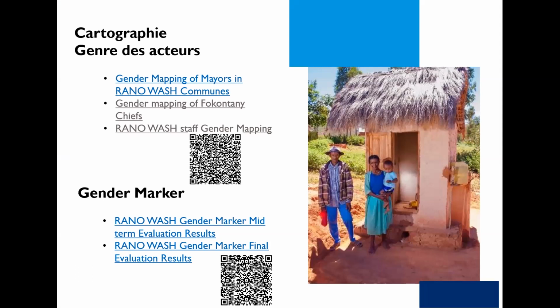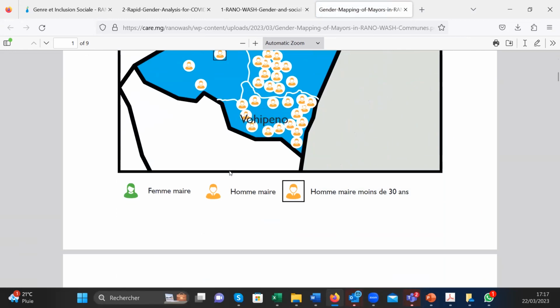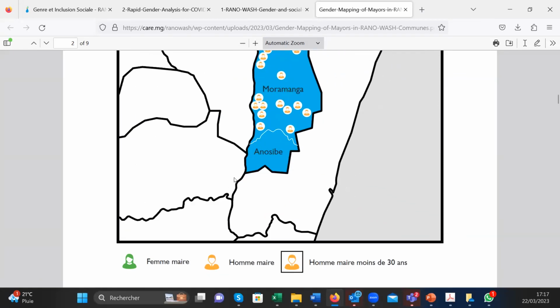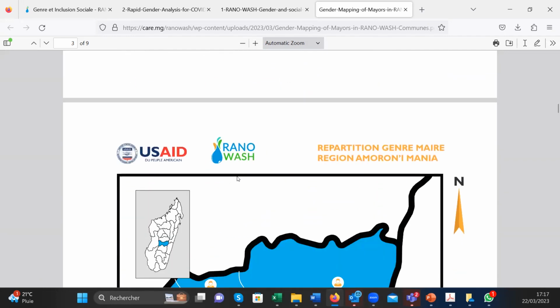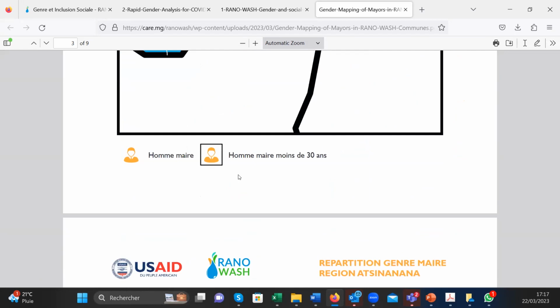Another very interesting tool to ameliorate the different interventions is the mapping of the actors. As you can see here, we have three mappings achieved by the project, the mapping of the mayors, the communes, the chief of Fonctan. So let's have a look at this cartography. Here we have the composition of the mayors, and that can help us on how to work with the mayors, and most of the mayors are men, and we adapted the transmitted messages to those mayors to consider all the different types of categories of people.